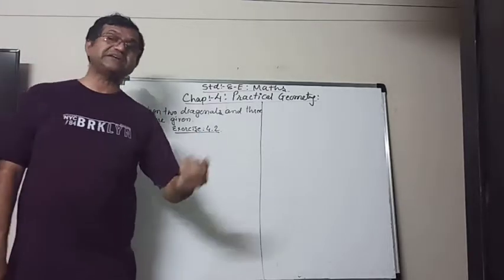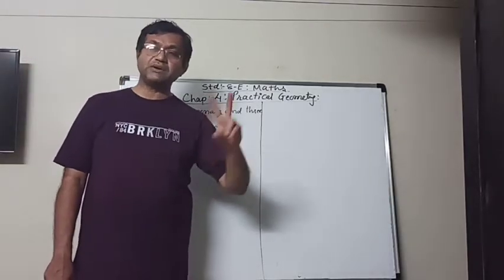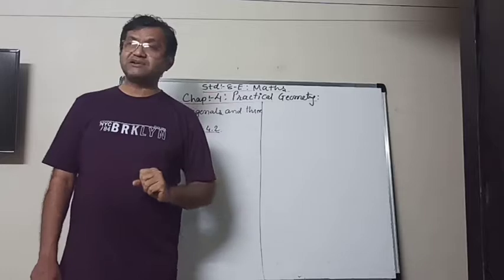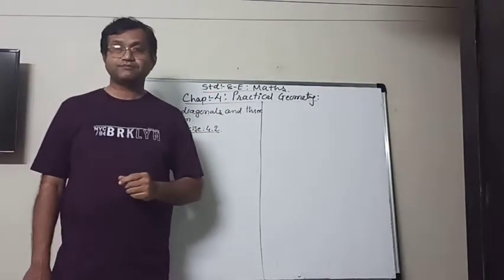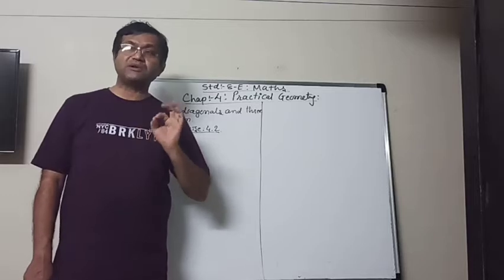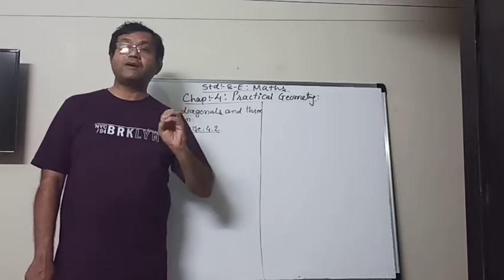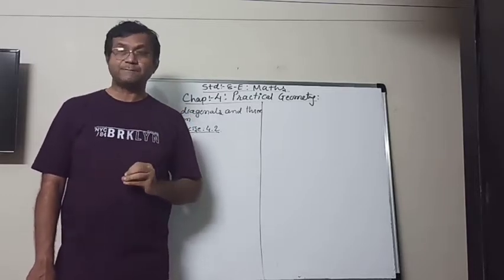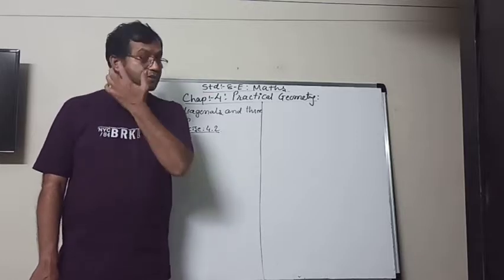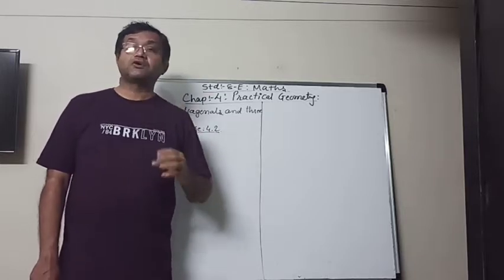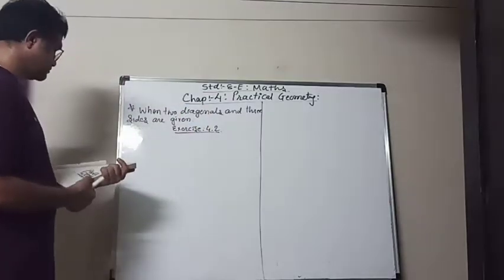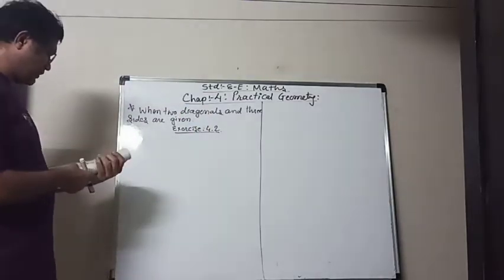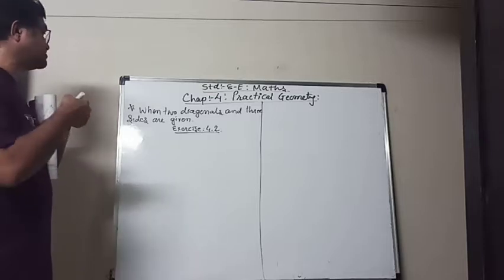Now the second type, in which 2 diagonals and 3 sides are given. So both of the diagonals will be given and any 3 of the sides. In this situation, how to draw the quadrilateral uniquely, that we are going to see. So question number 1, in that also there are 3 questions.